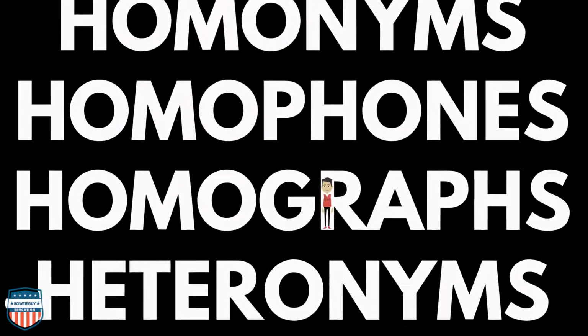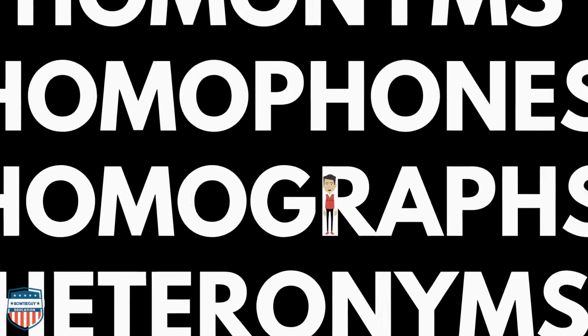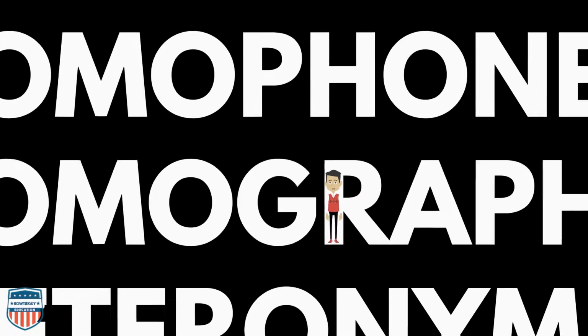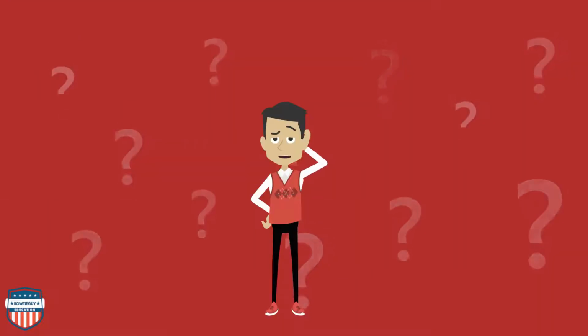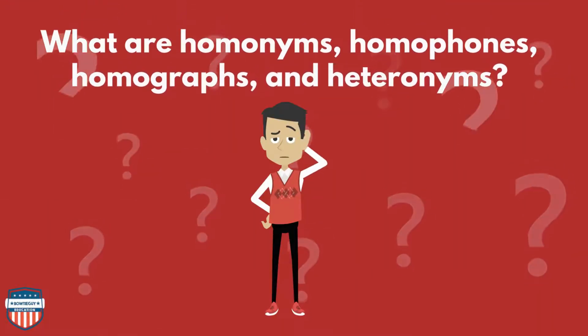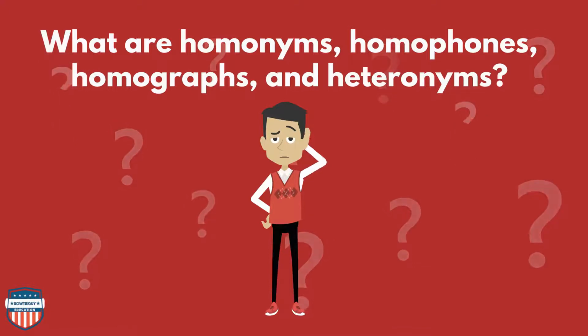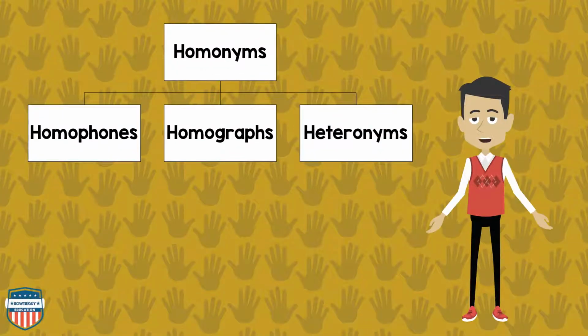On today's episode, we're going to be discussing homonyms, homophones, homographs, and heteronyms. What exactly are homonyms, homophones, homographs, and heteronyms? For the longest period of time, we kept it simple here in the English Language Arts Department. We had one word, homonyms, that defined homophones, homographs, and heteronyms. Now, today's the day we're going to set the record straight.